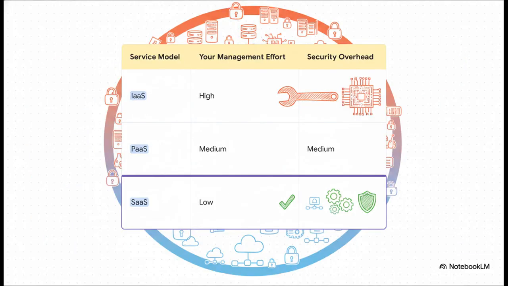And here's the part that is absolutely crucial to understand. The more control we take, the more security responsibility we have. With IaaS, we're in the driver's seat, which means we're on the hook for securing everything from the operating system on up. But with something like SaaS, the provider handles almost all of it. It's always a trade-off between control and convenience.